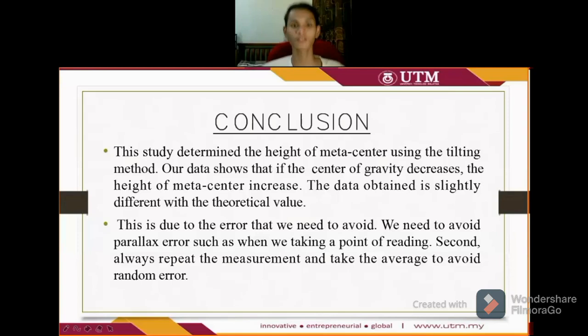Now to talk about the conclusion. This study determined the height of the metacenter using the inclining method. Our data shows that if the center of gravity decreases, the metacentric height increases. The data obtained is slightly different from the theoretical value. This is due to errors that we need to avoid. We need to avoid parallax errors, such as in taking the point of reading, and environmental effects, such as wind or temperature. You can always repeat the measurement and take the average to avoid random error.